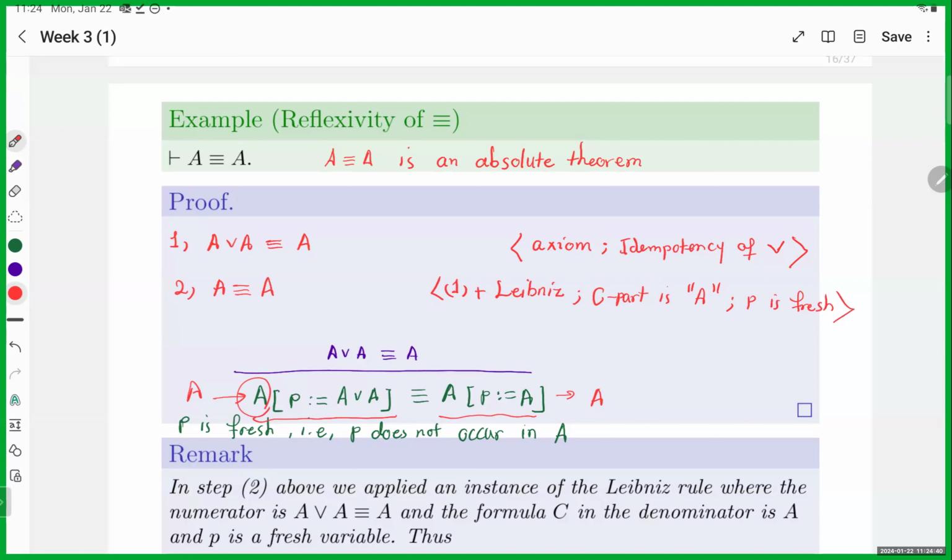Anytime you want to apply Leibniz, you want to take a fresh variable, because if P wasn't fresh, meaning if P occurred in A, then the result of this is not going to be A. So you don't get there. So if P already occurred in A, then pick another variable, Q. It must be fresh. If Q was also there, then pick another one, R. You need to take a fresh variable. And here we're done, because A is equivalent to A appears in a gamma proof where gamma is the empty set. That means it appeared in an empty set proof, meaning it's an absolute theorem.